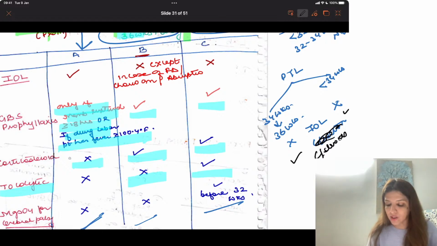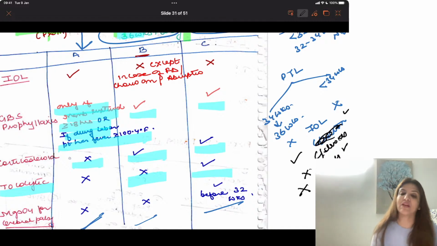Then tocolytics you are not going to give at more than 34 weeks. Tocolytics you are going to give at less than 32 weeks. Magnesium sulfate you are not going to give at more than 34 weeks. You are going to give magnesium sulfate at less than 32 weeks. GBS screening and prophylaxis have to be done in all cases of preterm labor, right?